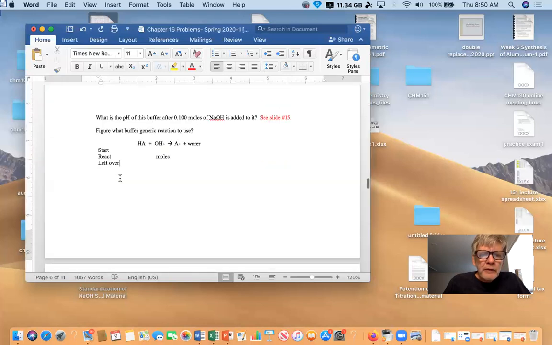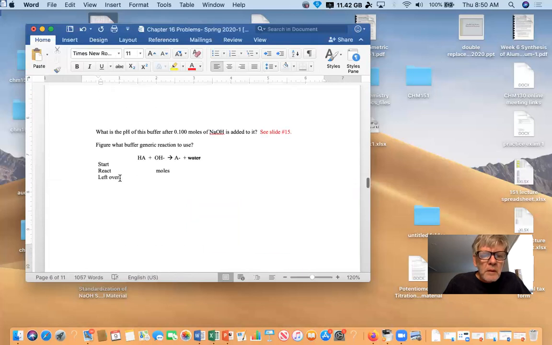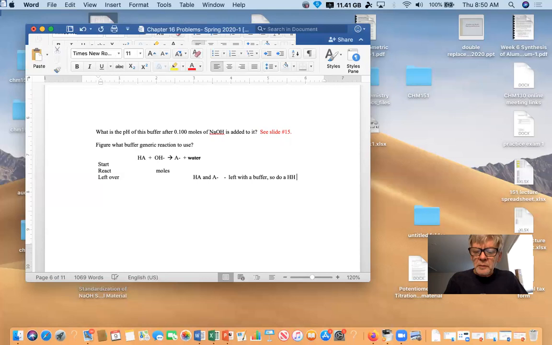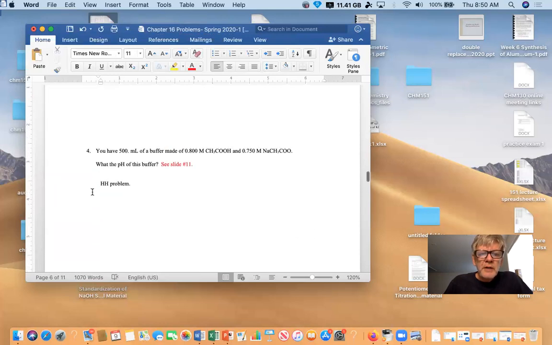So I think on this one, what you're going to find out is that you're left with HA and A minus. So that says you're left with a buffer to do a Henderson-Hasselbalch problem. Okay, so just substitute the quantities into the same equation that you did here. You'll just have different amounts. You'll just have different numbers.